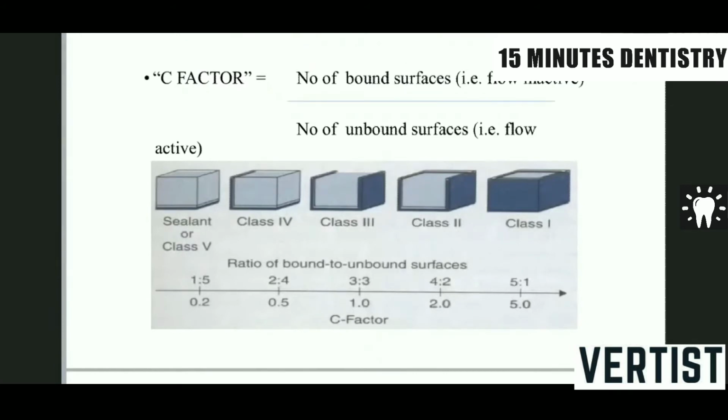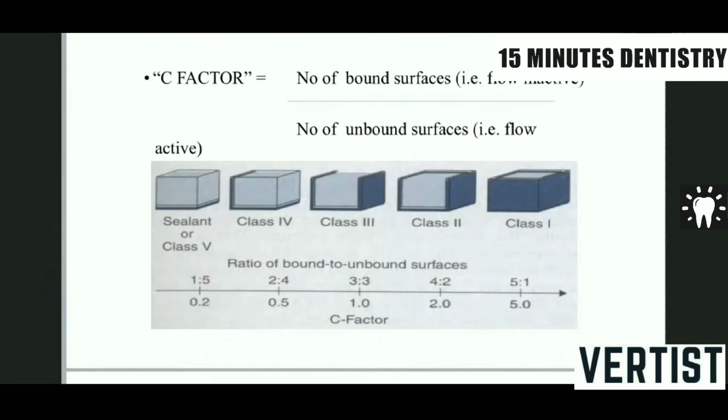What do you mean by bonded surface? Bonded surface means they are bound to the tooth with the help of bonding material. So there is no flow activated. The material and the base are all fixed. It cannot move anywhere. Whereas in the case of unbonded surfaces, they are open. So even if there is a polymerization shrinkage, the material can be compensated in the next layer.